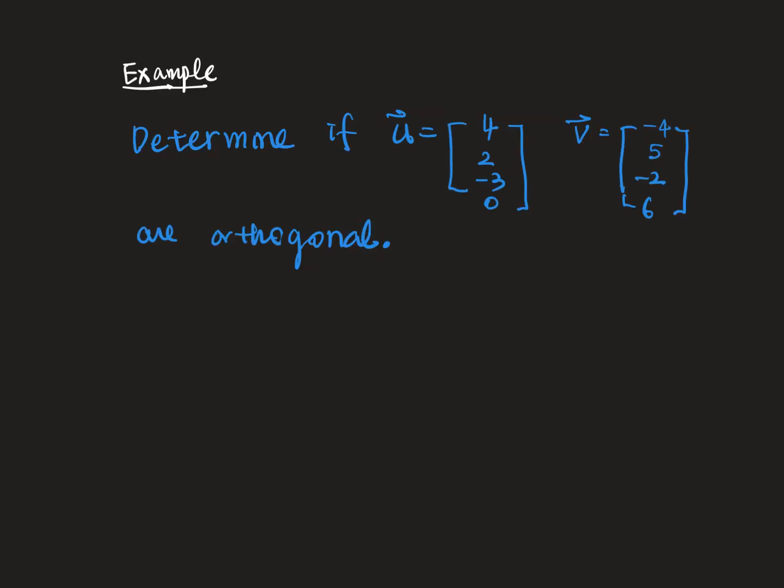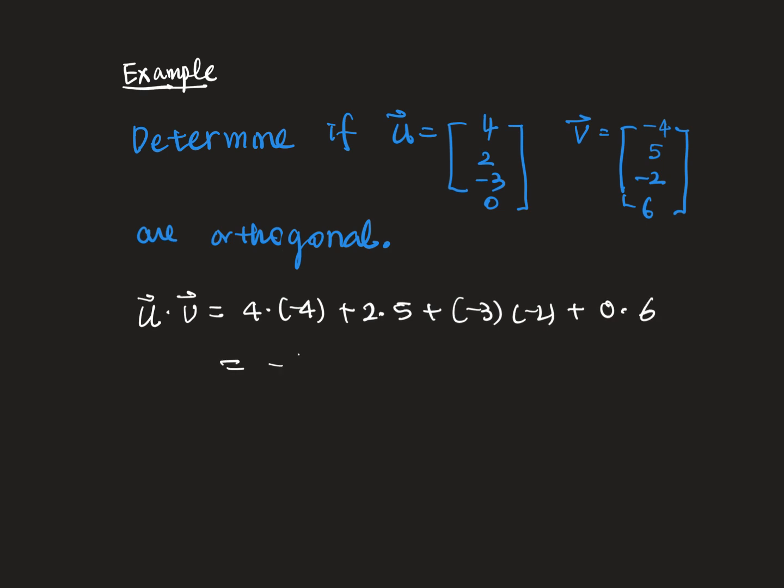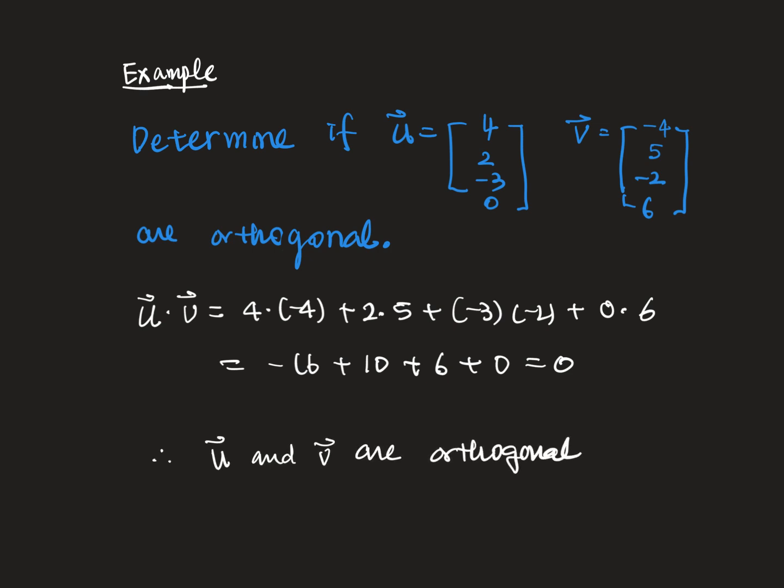Let's look at this example. We're going to determine if two vectors are orthogonal. They are general vectors, so we cannot sketch anything. We find the inner product of u and v: 4 times negative 4 plus 2 times 5 plus negative 3 times negative 2 plus 0 times 6. That's negative 16 plus 10 plus 6 plus 0, which is 0. So the u vector and the v vector are orthogonal. In dimension 2 and dimension 3, that meets the perpendicular. Okay?